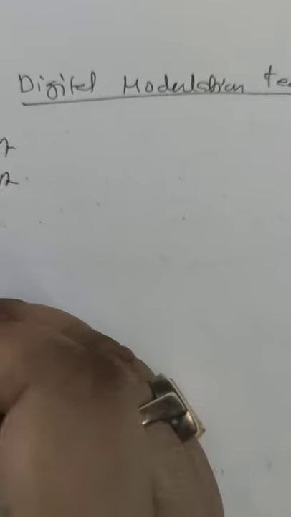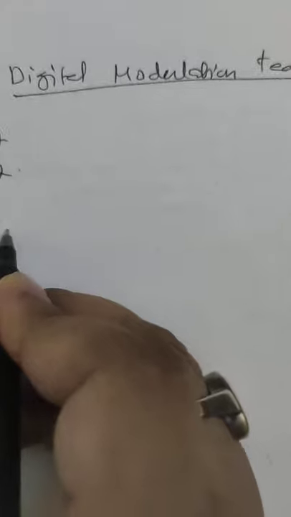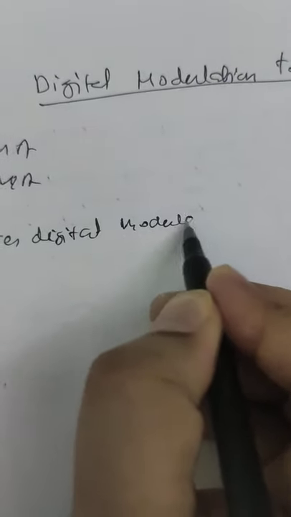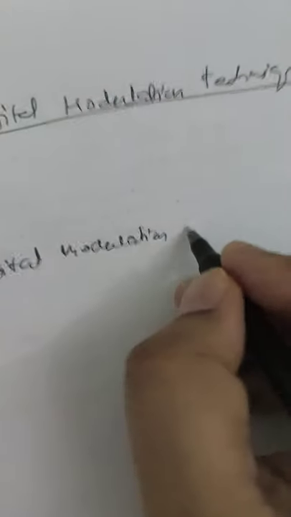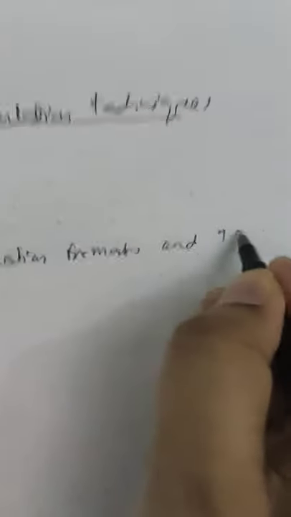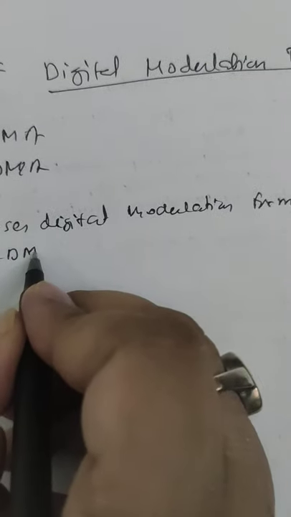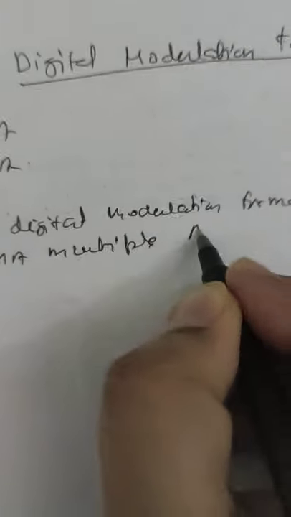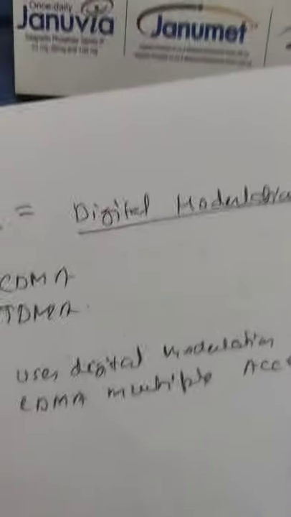Whereas for the standards of the second generation 2G mobile system, we use digital modulation formats and TDMA and CDMA multiple access techniques.